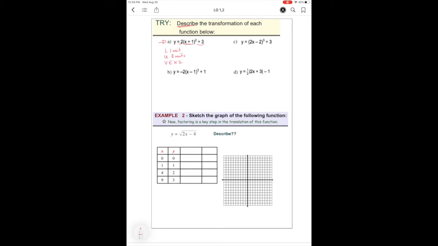Okay, so let's look at B. B, I go after the negatives right off the bat, because if I don't do it at the beginning, I will miss it. So this is a reflection on the x-axis. Okay, remember, y's are flipping over the x.